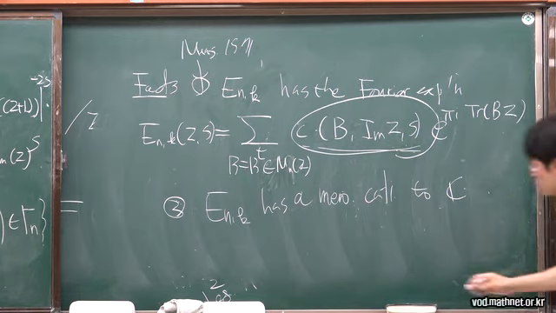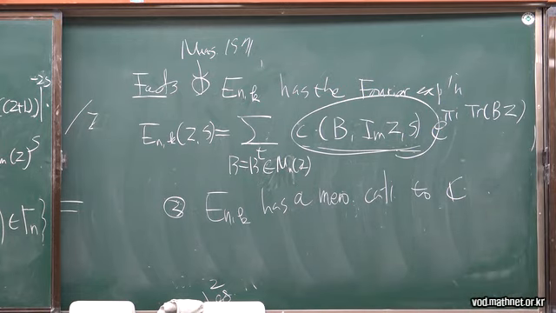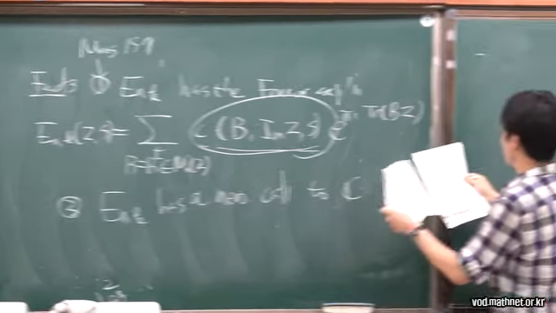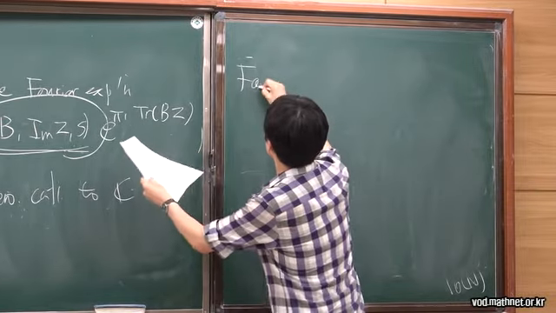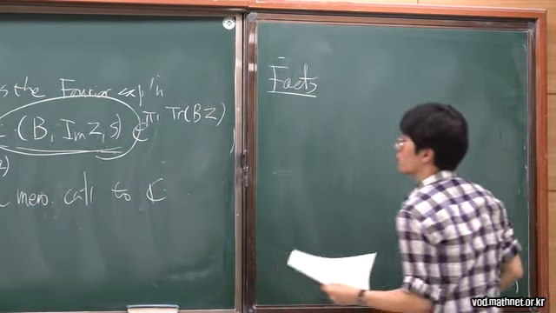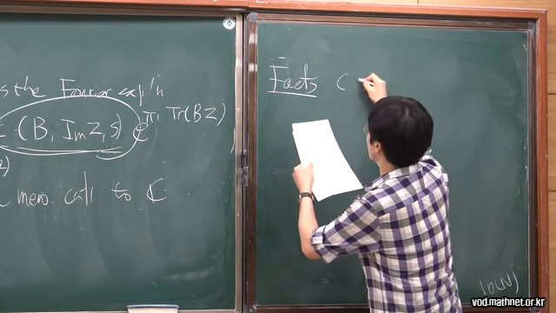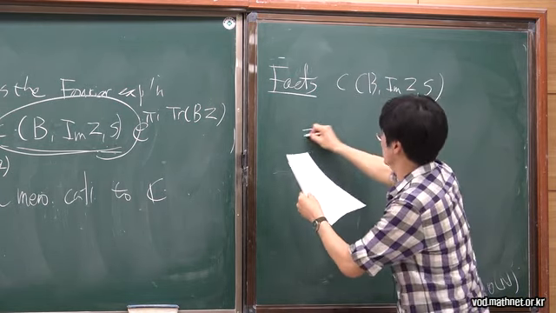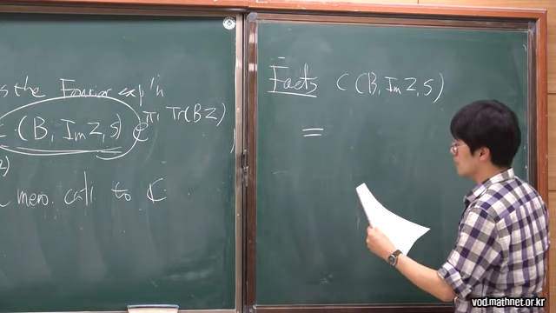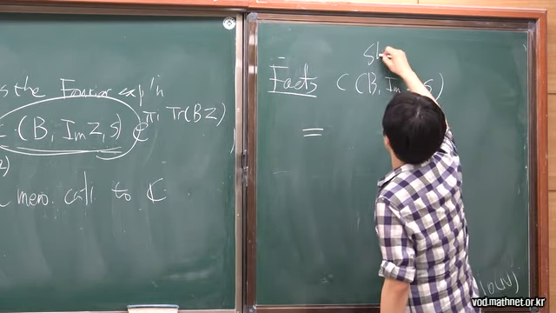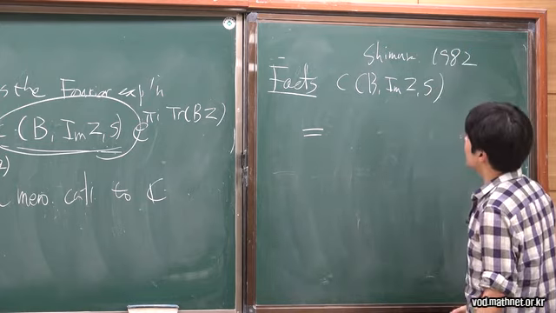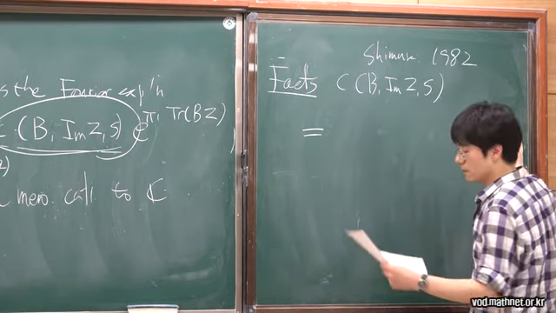But these Fourier coefficients had been well studied by many people, from Shimura. So let me state another fact about these Fourier coefficients of Siegel-Einstein series, C, B, Z, S. This is due to Shimura, 1982. He found that this is the product of two terms.